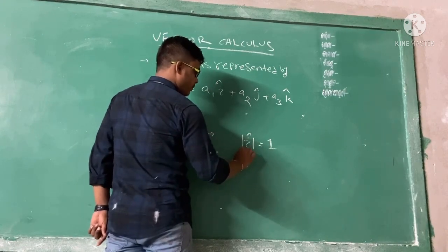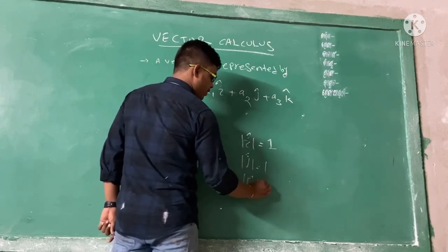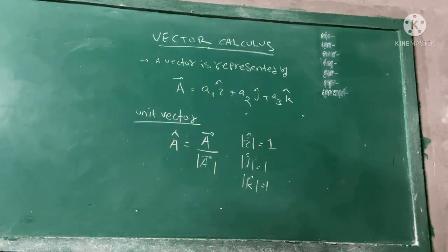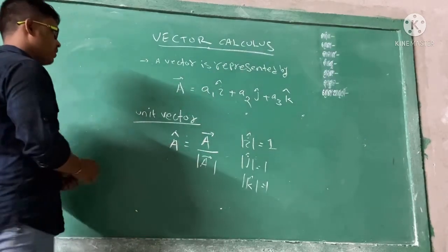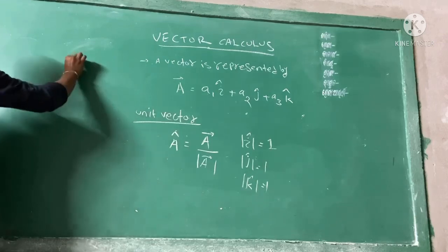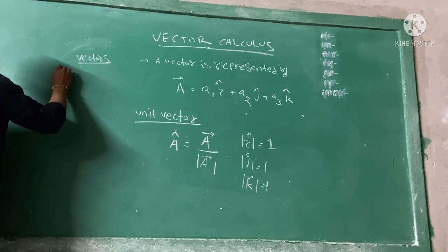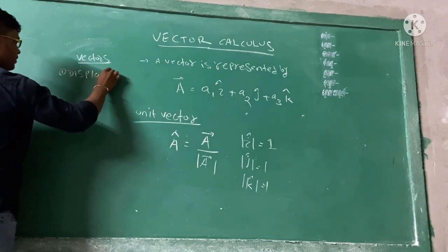Actually, sometimes we only write it as the magnitude. That is a different type of notation. So what is the magnitude of i cap? This is 1. What is the magnitude of j cap? 1. And the k cap magnitude is 1, because these are unit vectors. First of all, I told you i cap, j cap, k cap are the unit vectors which have magnitude 1. Then these are the vectors.